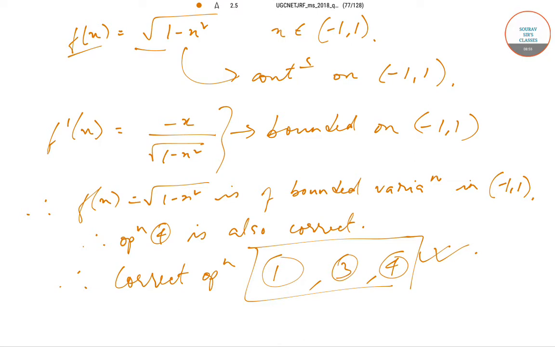So today we have solved question number 69 from the CSIR UGC NET question paper of June 2018. We will be solving the next questions in the subsequent videos.